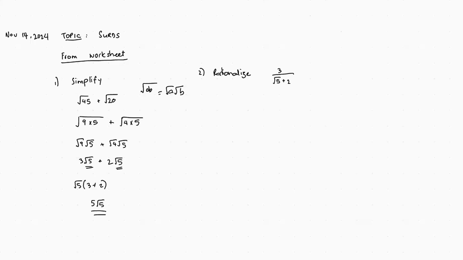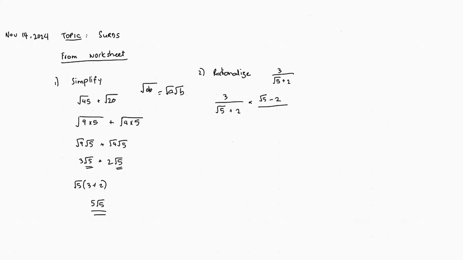Right, now we want to look at the process of how you rationalize the denominator. So here we have 3 divided by root 5 plus 2. Process of rationalization is as follows. So you have 3 over the square root of 5 plus 2. What you want to multiply that by is root 5, 2, but you want to change the sign.